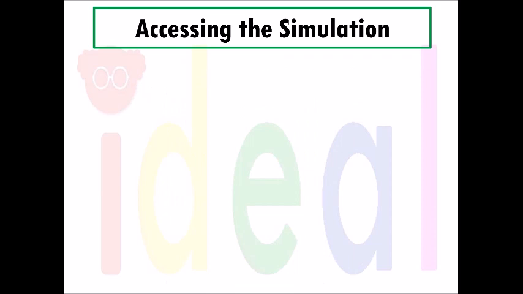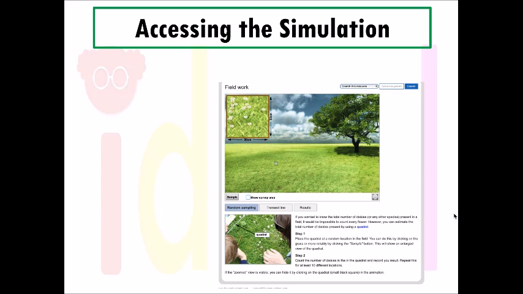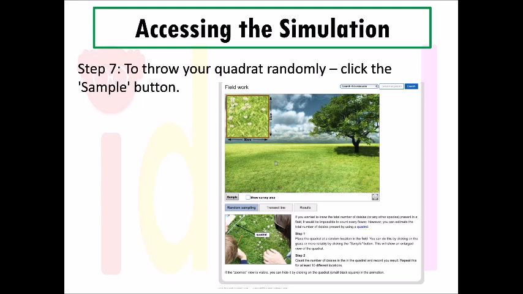Okay, so we have got our field, but now we need to throw our quadrat. Now the way that we do this is we press the sample button. So as soon as you've got onto this page, what you can do is you can press the sample button and that throws your first quadrat. And the quadrat turns up at the top left hand corner, and that is how many daisies we've got in that section of the field, and it even shows up on the field to show where the quadrat landed.